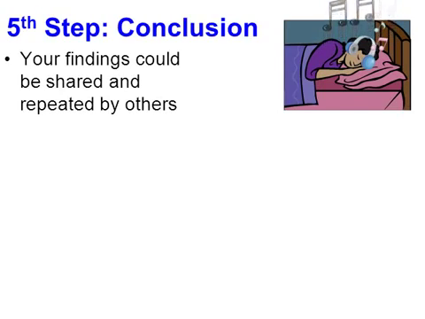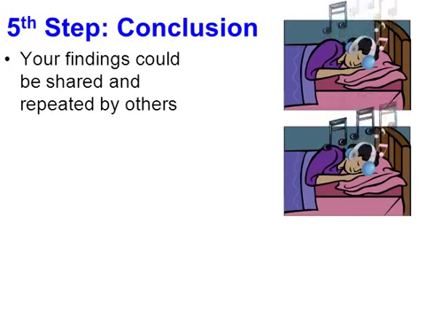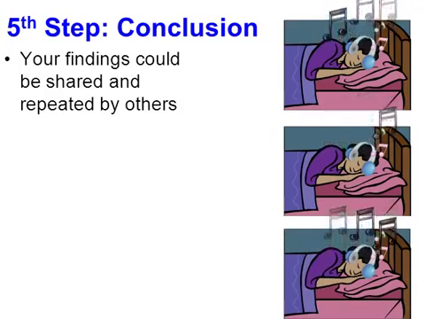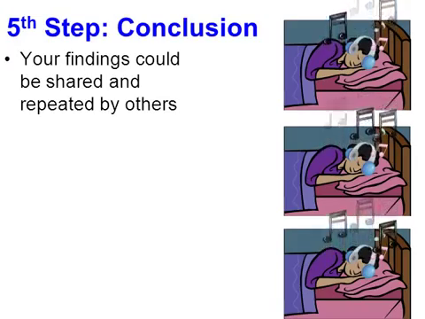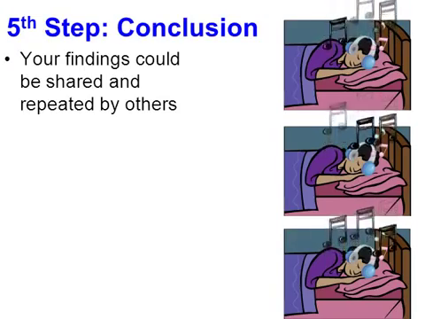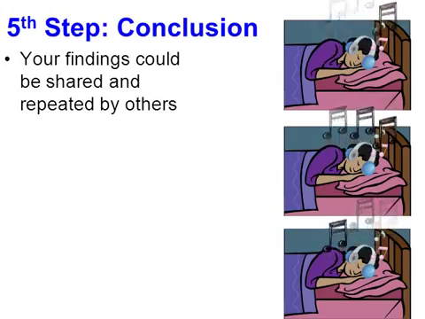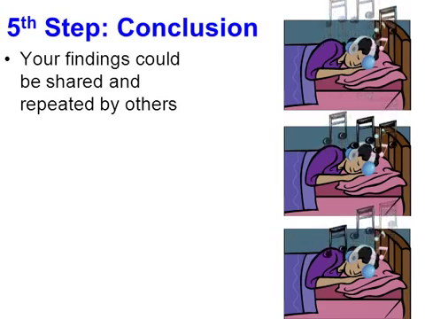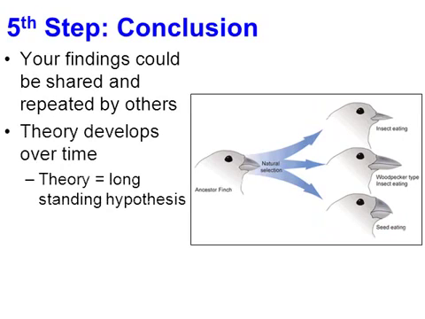And then we have the 5th step, the conclusion. So in this step, like it says, your findings could be shared and repeated by others. A second experiment, a third experiment could be designed by others. Not necessarily using the same lady, but the point is that others would have to repeat this, or perhaps even the person who originally designed this experiment could repeat it themselves. But that experiment would then be shared by others, so then they could also repeat it as well. And over time, perhaps, just perhaps, and I'm not saying this happens in a month or a year, it could take decades perhaps, but over time, a hypothesis could eventually become a theory. A theory develops over time.